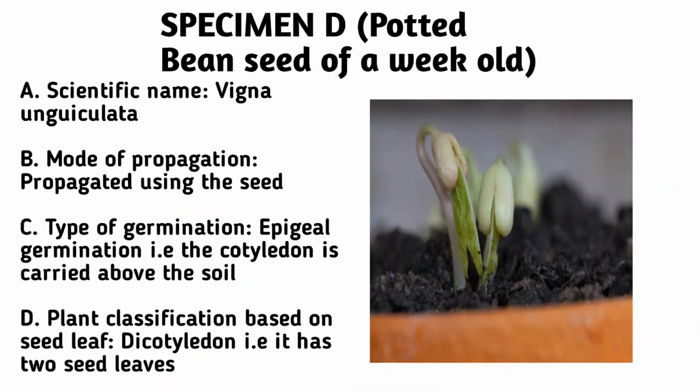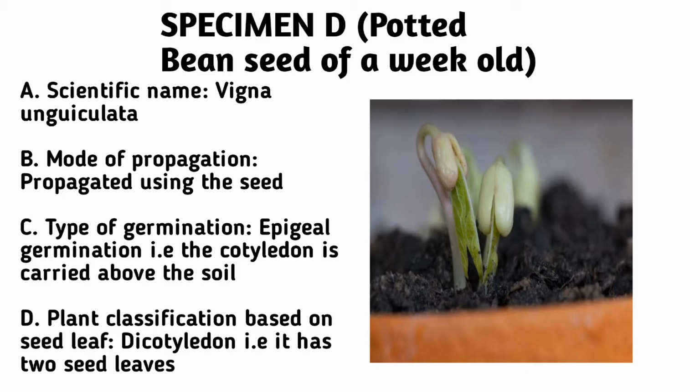So, moving on to specimen D, which is the potted bean seedling. You have to be very careful with this specimen because in your exam, this specimen could be placed without the pot and it could also be placed in the pot. When it's placed in the pot and you are told to identify, you are going to write specimen D is a potted bean seedling. When it is not in the pot, it is just kept on the table just like that. You have to write specimen D is a bean seedling.